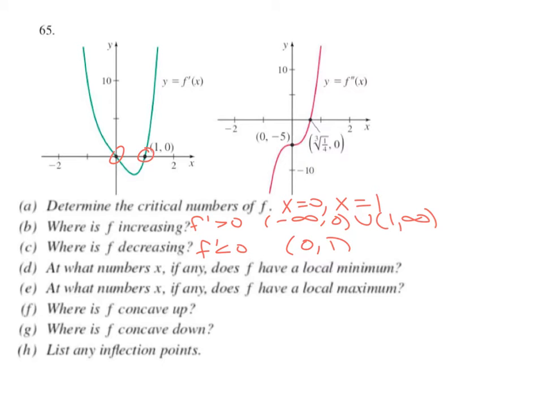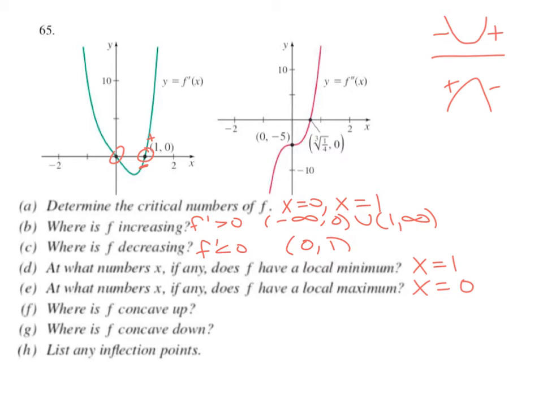Does f have a local min? So a local min is a negative slope to a positive slope. So f prime changes from negative to positive at x equals 1, right? It's below the x-axis, and then it's above the x-axis. The local maximum is at 0. That's positive to negative, right? Slope is plus, then the slope is minus.